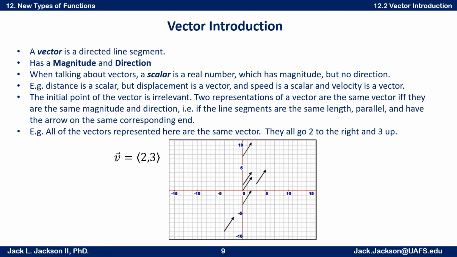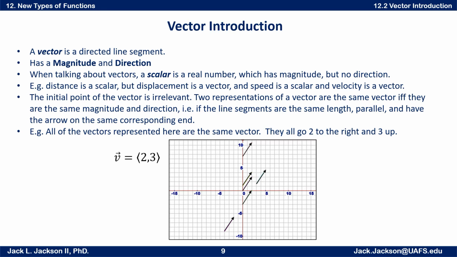Whereas if I have a displacement vector, that's something like saying I'm going 5 miles at north 20 degrees east or something like that. That would be a displacement vector. Notice it has a magnitude and a direction. Similarly, speed is a scalar, 14, say, miles per hour, whereas velocity is a vector, 14 miles per hour due south.